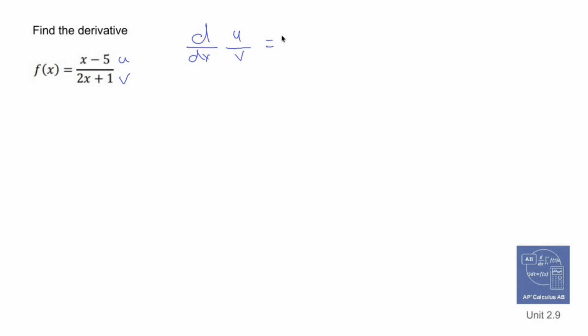Now again, whatever your teacher does, whatever letters your teacher uses, it's all going to be the same thing in the end. I do u prime v minus v prime u all over v squared. All right, that is going to be the quotient rule.